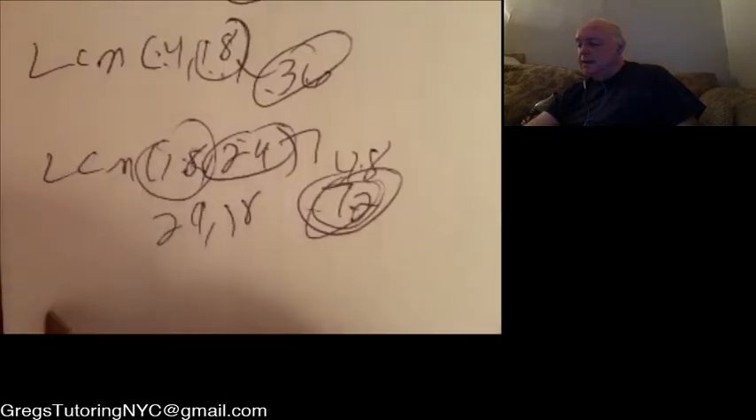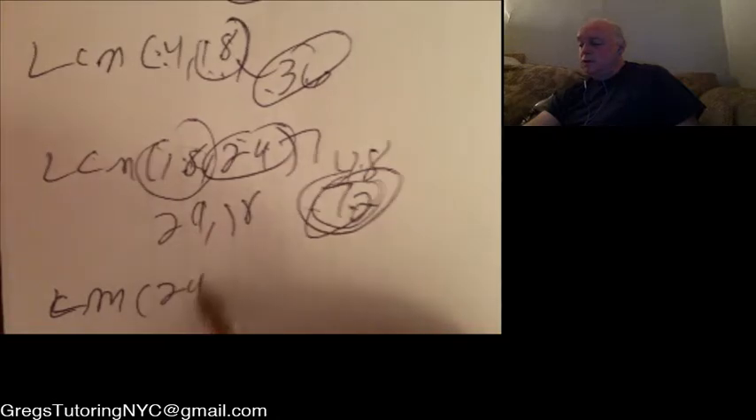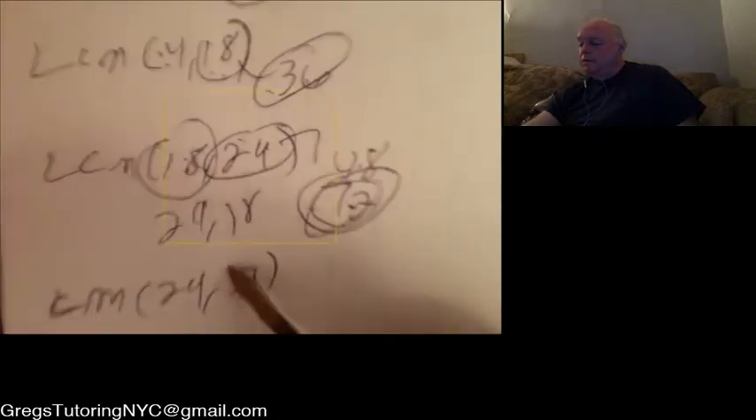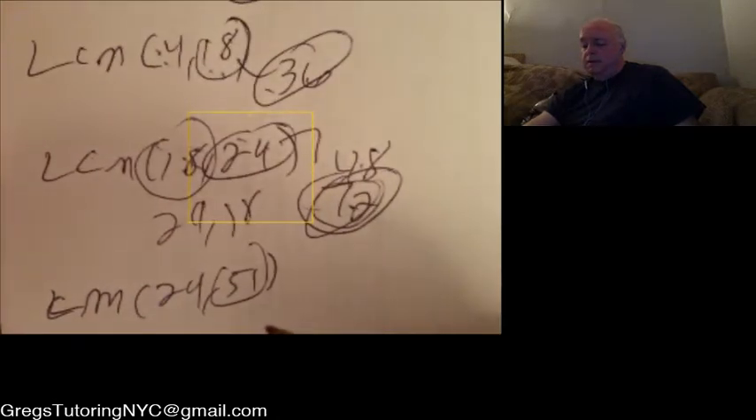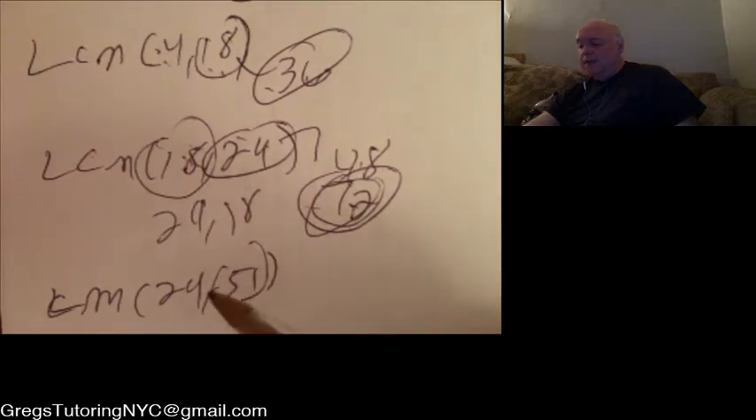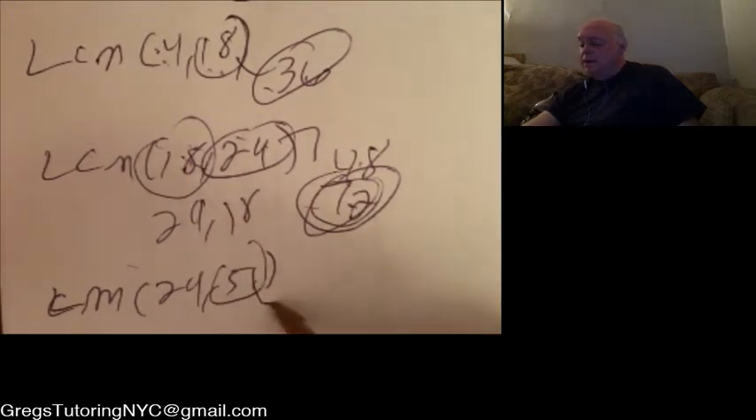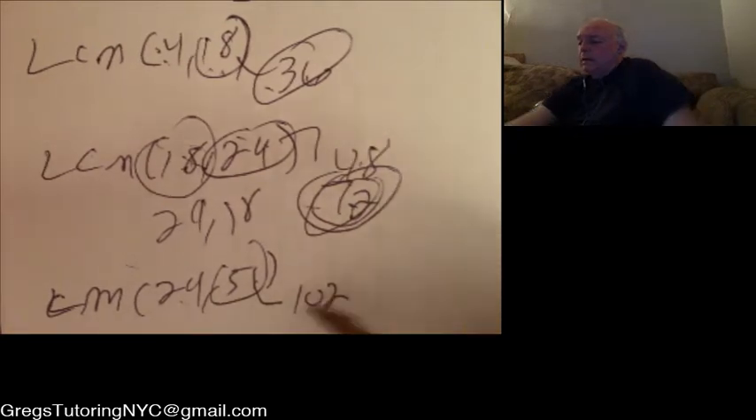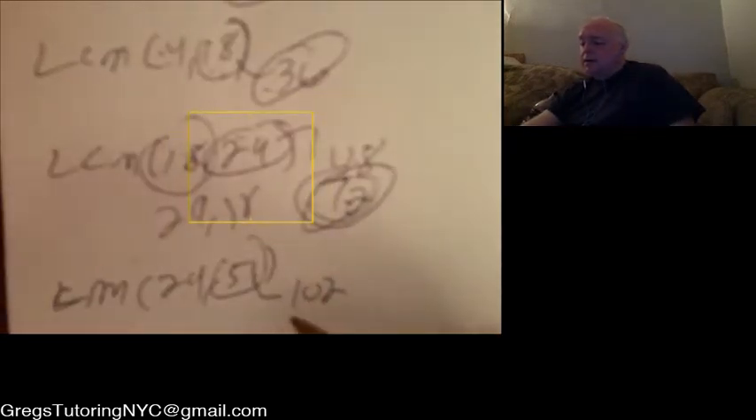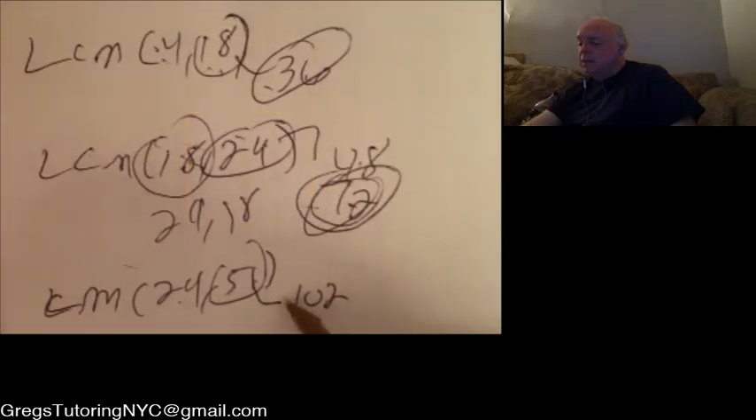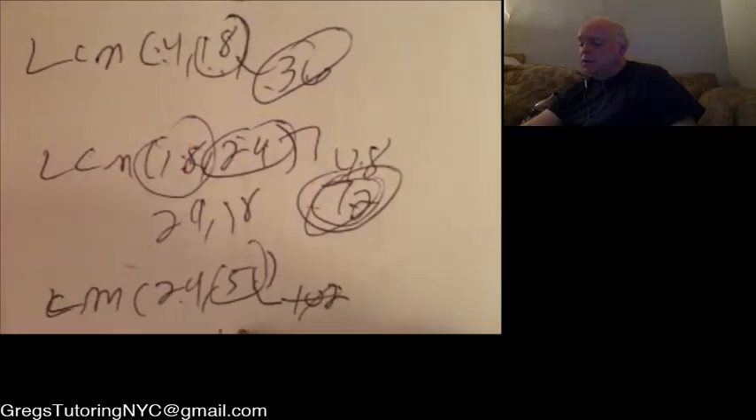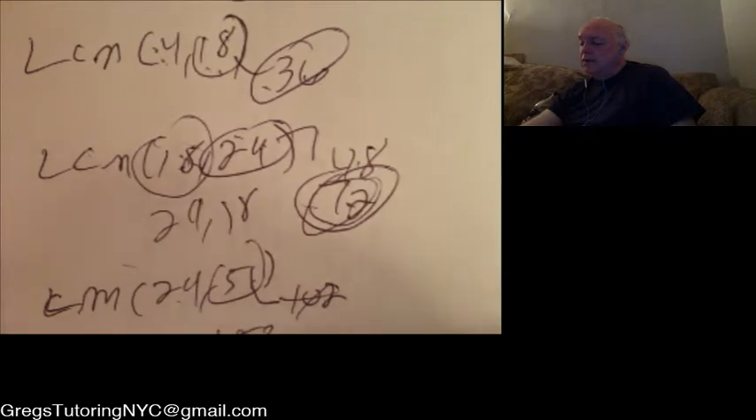All right? So now let's do the LCM of 24 and 51. So 51 is the larger number. Is 24 a factor of 51? No, it's not. So we get the next multiple, which is 102. Is 24 a factor of 102? That kind of gets uglier. It turns out it's not. So we get the next multiple of 51, which is 153.